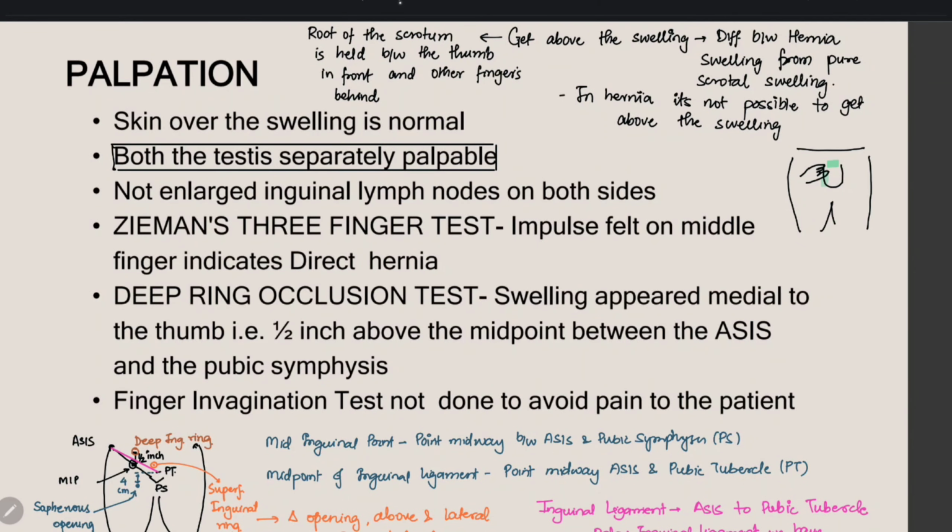Skin over the swelling is normal. Both the testes separately palpable. This we will not include in the palpation part. We will keep this in the examination of external genitalia. No enlarged lymph nodes on both sides.